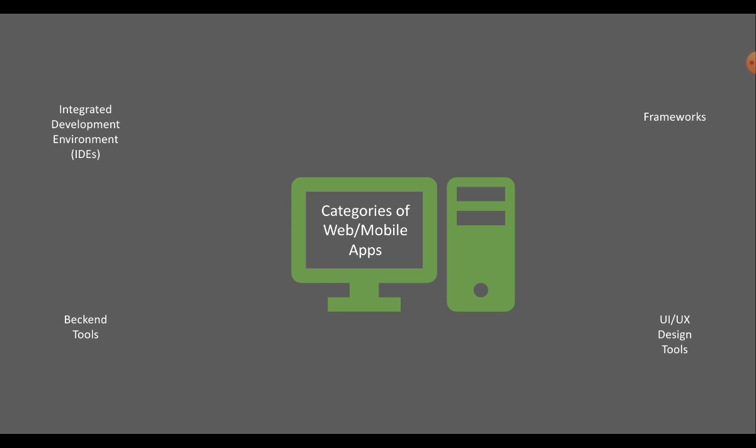Here are a few common categories of web or mobile application tools. First, integrated development environments, IDEs. IDEs are software applications that provide a comprehensive environment for coding, testing, and debugging applications. They often include features like code editors, compilers, debuggers, and project management tools. Examples of popular IDEs include Visual Studio, Xcode, and Android Studio.